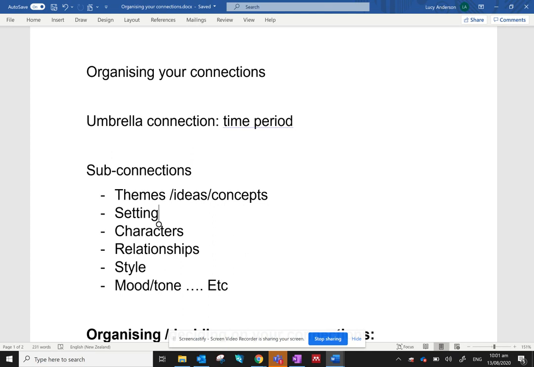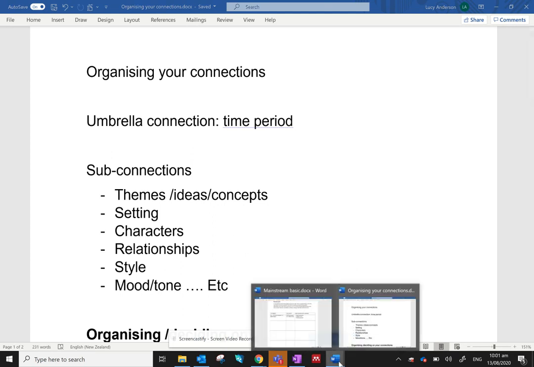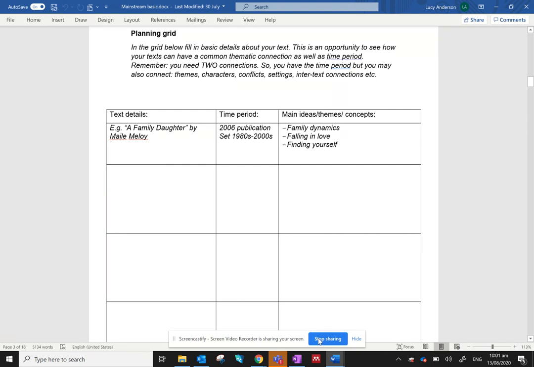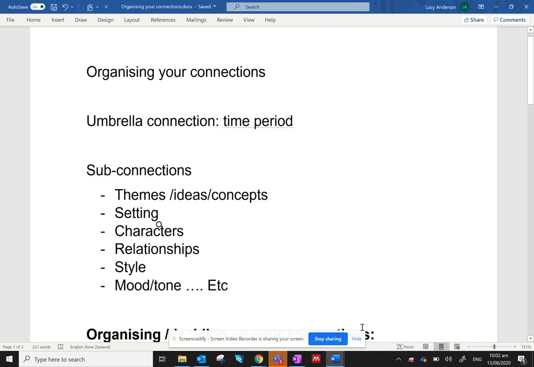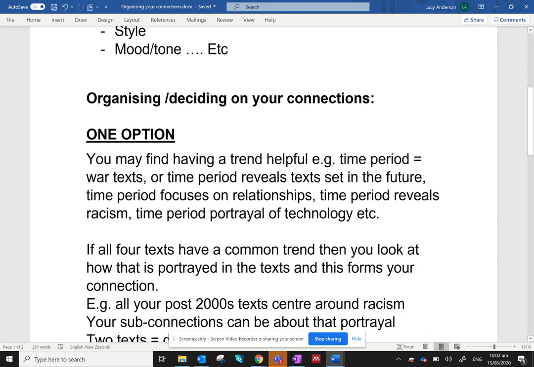So it's up to you to figure out those connections. And that is where that one there is really handy. If you've done that, that'll help you see commonalities or trends or threads. If you can see that all four of your texts have the same trend, this is one option. You may find that you have chosen a time period, and as such you have chosen all war-based texts. Or you have a time period and you can see that they're all set in the future, or all focus on relationships, or all reveal racism. I know there's a couple of you doing that. Or technology. I know a couple of you have got that. So all four texts have that same trend through all four of them.